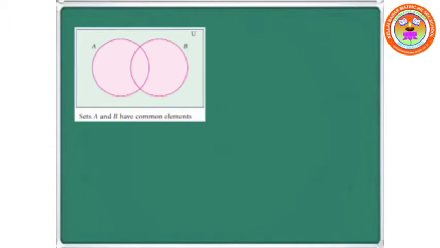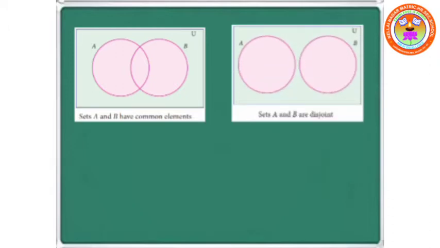This is the Venn diagram for the set A union B. Here the sets A and B have common elements. The shaded portion is for A union B. If the two sets are not joined, that means they are disjoint. There is no connection. In this case, this is the Venn diagram for A union B. You have to shade A and also you have to shade B.